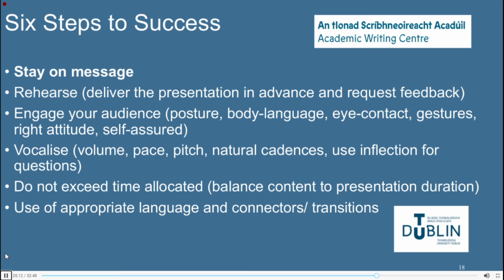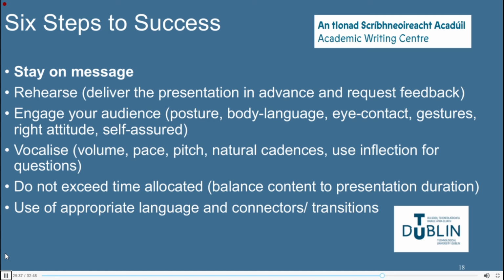Sometimes you may find that it's a good idea to rehearse in advance of the presentation date, so you can deliver this presentation to a classmate and get feedback in order to find out if there are any glitches or any issues that could be improved on.